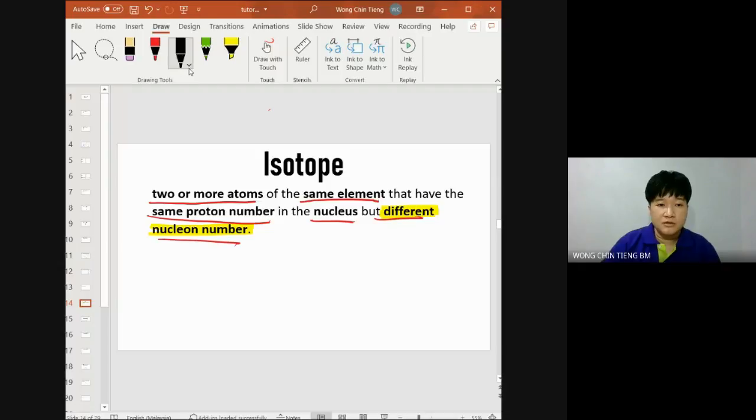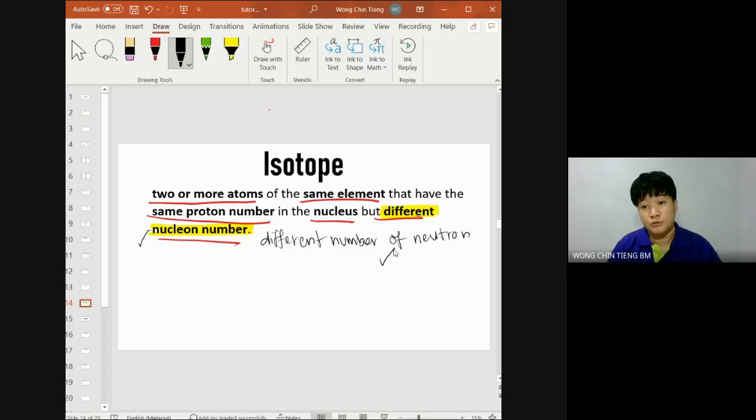Some class or some book, some notes will use different number of neutron. Even my notes, I think I have two options over there. All right. So either one will do. Different nucleon number will do. Different number of neutron will do. They are actually similar thing. All right. We are talking about the same thing over here.